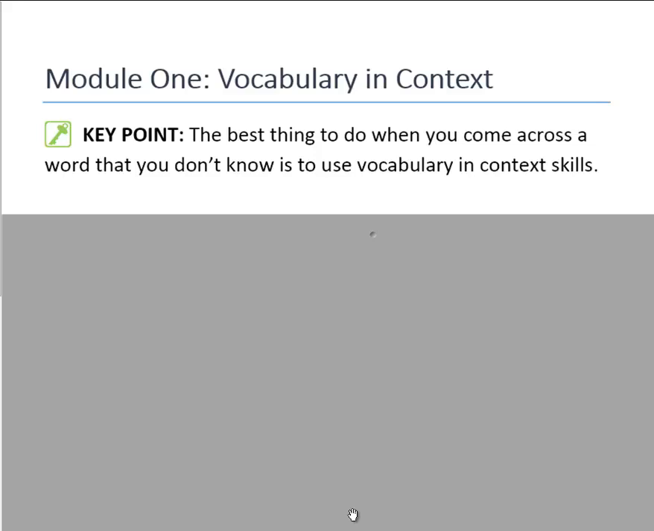Welcome to Module 1, Vocabulary and Context. When you're reading and you come across a word that you don't know, what do you do? Come on, be honest with me. Do you stop and take out your trusty dictionary to look up the word? Do you skip it and move on?